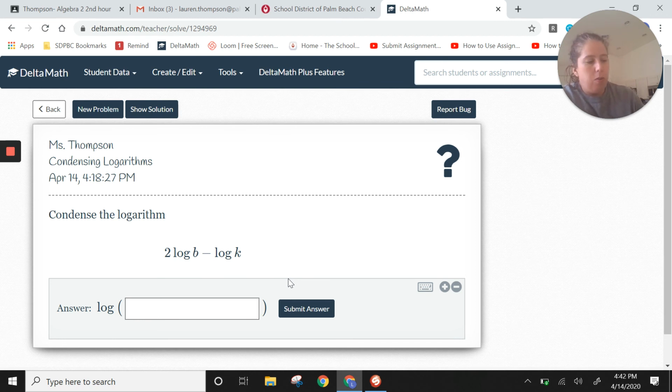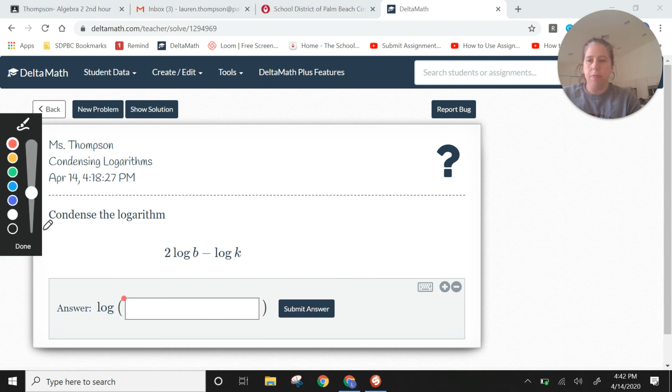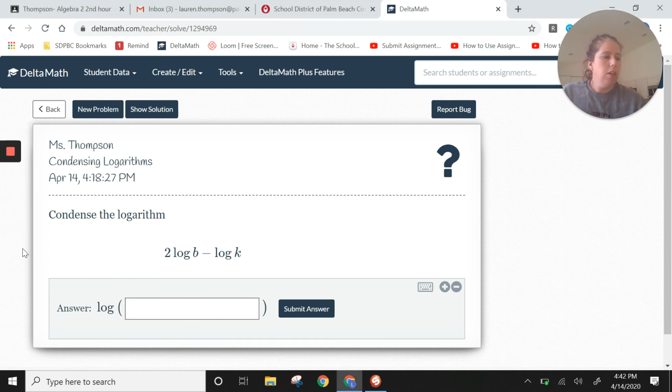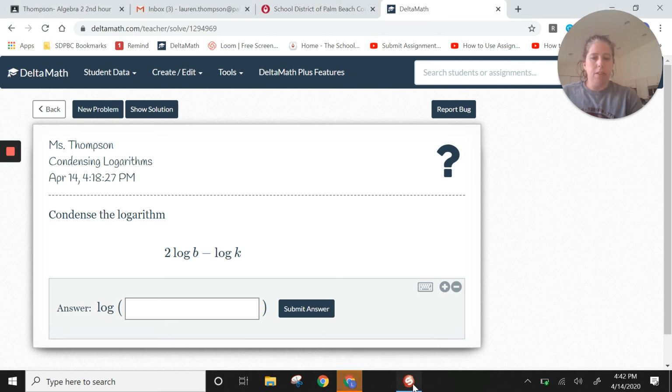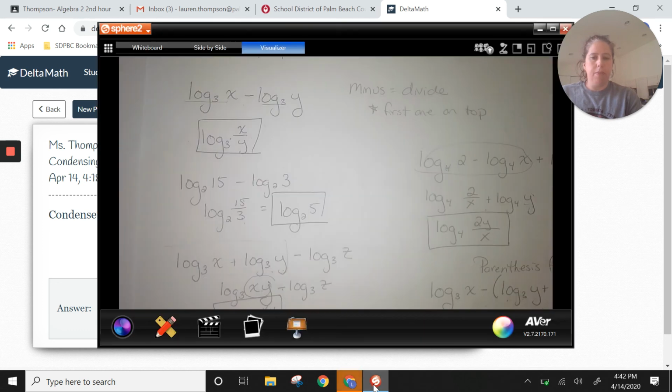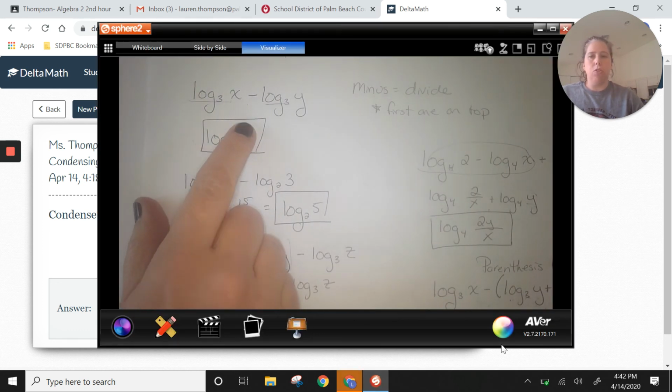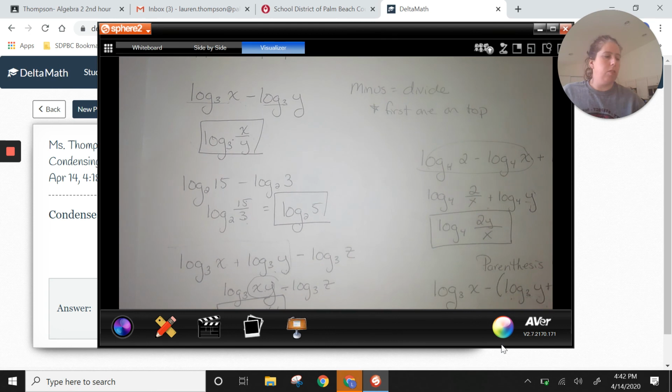Now what I want you to notice is in the answer, it already says log, so don't write log. You're just going to write whatever is going to be in there. So you just write just this XY part if that was the answer, okay?